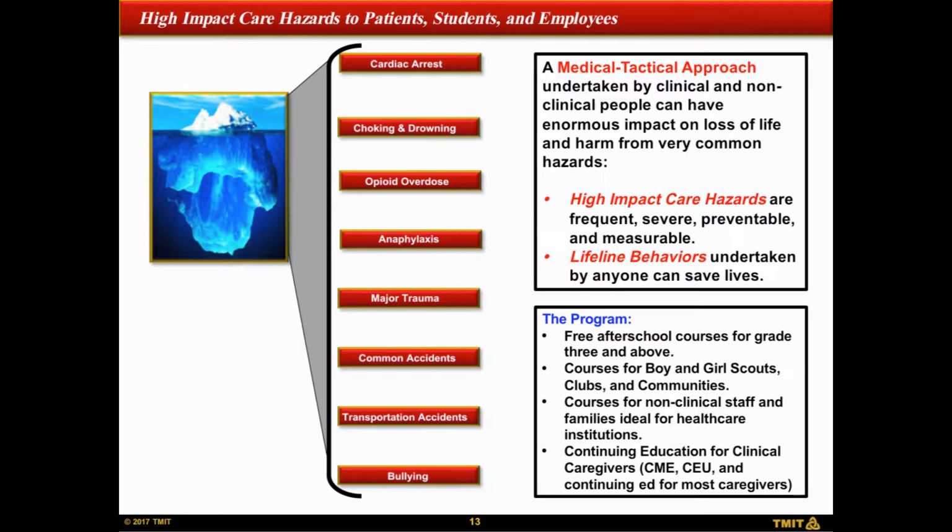I do want to remind you about the work that we are working on called MedTech, which is focusing on high-impact health hazards and the potential lifeline behaviors that can save lives. And Dr. Boat, we're just so pleased to have Dr.